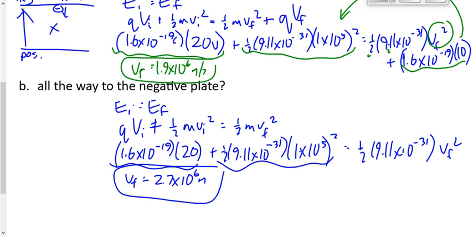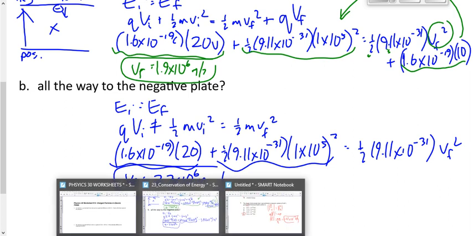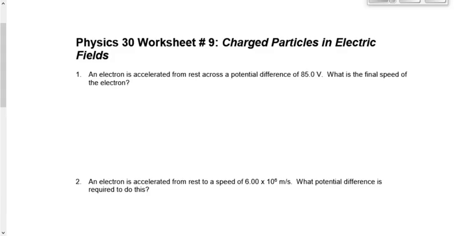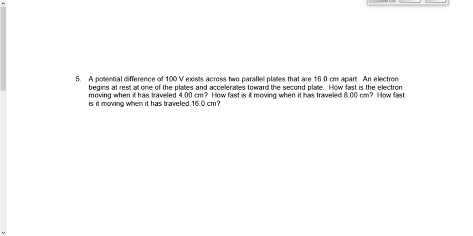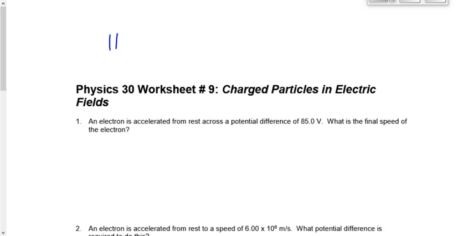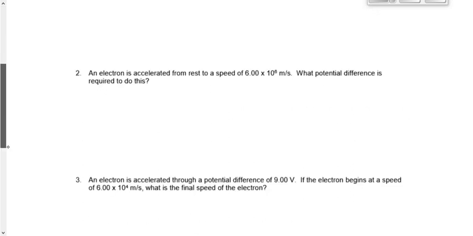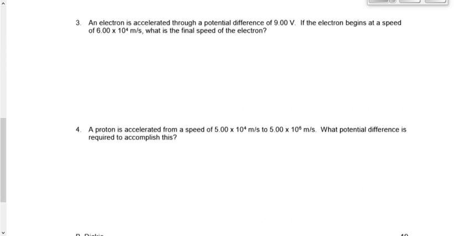I'd like you to take a look right now, just for the next few minutes, maybe the next 5 minutes, at worksheet number 9. Specifically on worksheet number 9, I want you to do questions 4 and 5. For now, on worksheet number 9.